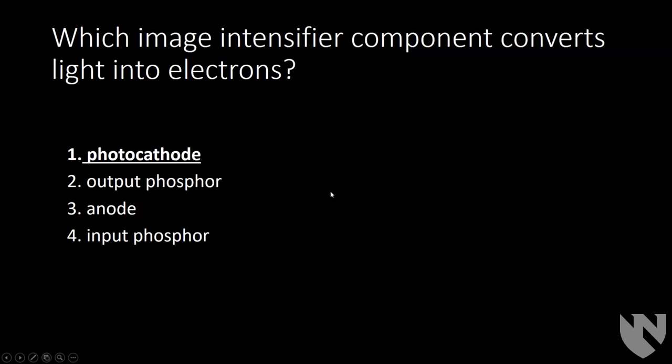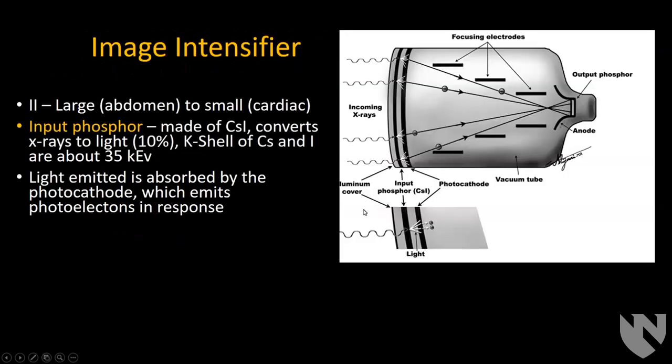It's the photocathode. Okay, so you can have different size image intensifiers. You'd have a larger one for abdomen, for example, and a smaller one for cardiac. The input phosphor is made of cesium iodide, converts X-rays into light, and then that knocks electrons off of the cathode part of it.